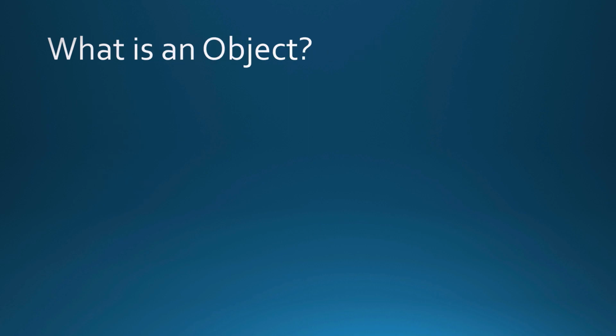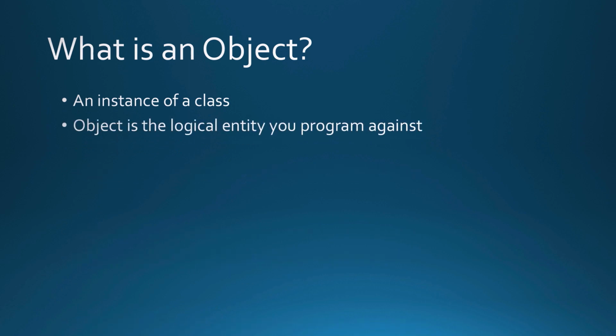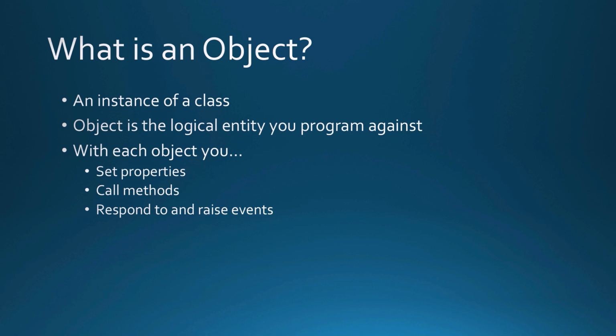So what is an object? An object is simply an instance of a class. It's the logical entity that you are going to program against. It's the thing that exists in memory. With each object, you can then set properties, you can call methods, you can respond to or raise events. So we think of the house itself as the thing that is built from the blueprint, right? The class, that's the blueprint; the object is the house. So a house is an object, a class is a blueprint.